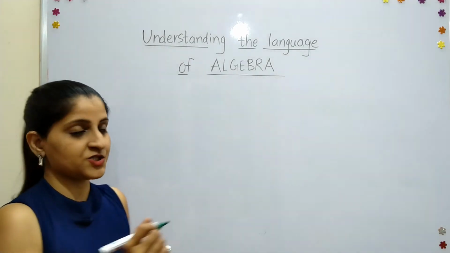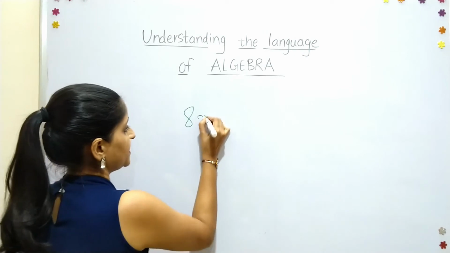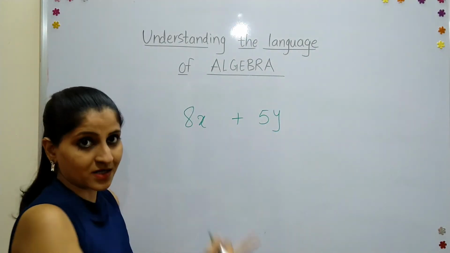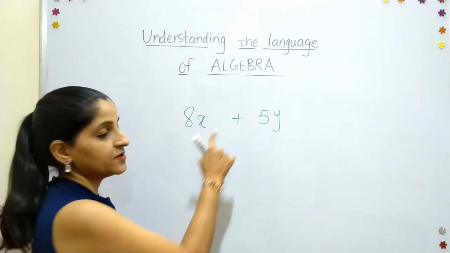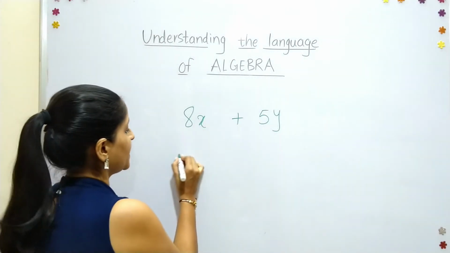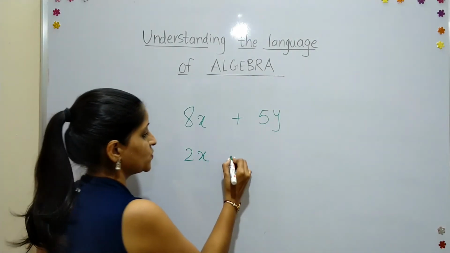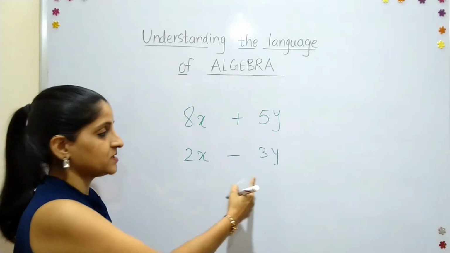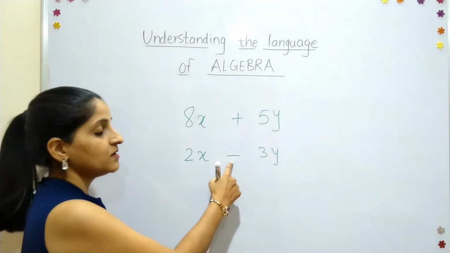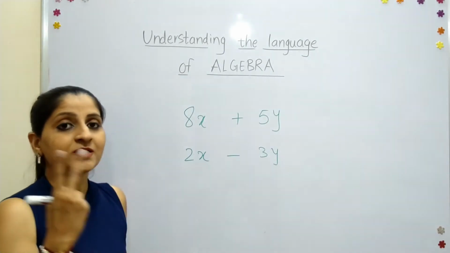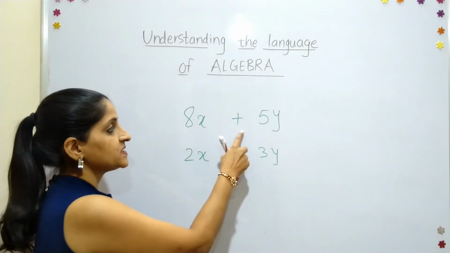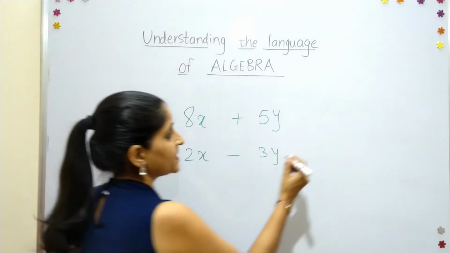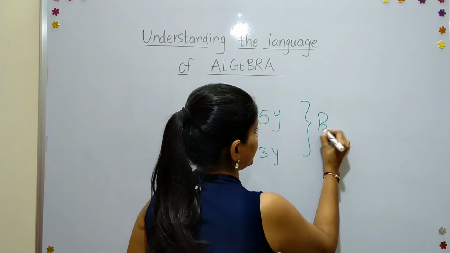If two different algebraic terms, for example 8x plus 5y. These two are unlike terms which are separated here with a positive sign, and supposingly if it is 2x minus 3y, again these are two unlike terms which are separated with a negative sign. So when two different terms which are separated either by a positive or a negative sign, then they are called as the binomials.